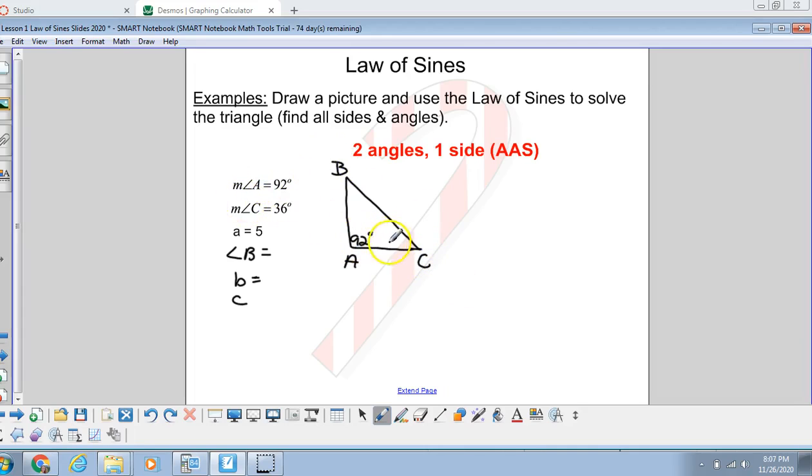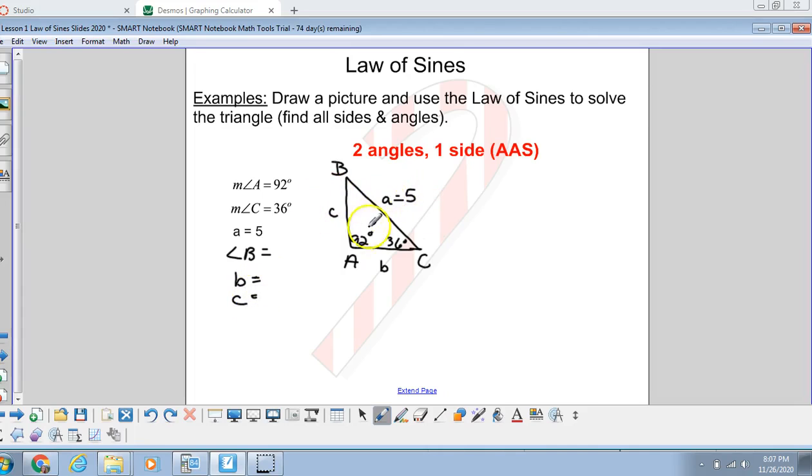We know that A is 92, I've labeled it. We know that angle C is 36, so I'll label this over here as 36 degrees. And we know that side A is 5, so this over here is side A. That is 5. I'm going to label my other sides. Across from angle B, this is side B, and across from angle C, this is side C. So we need to find all of the missing parts.